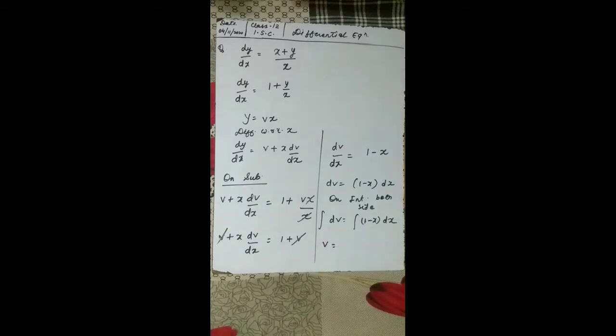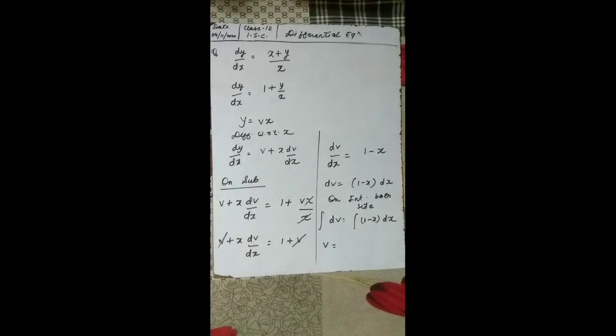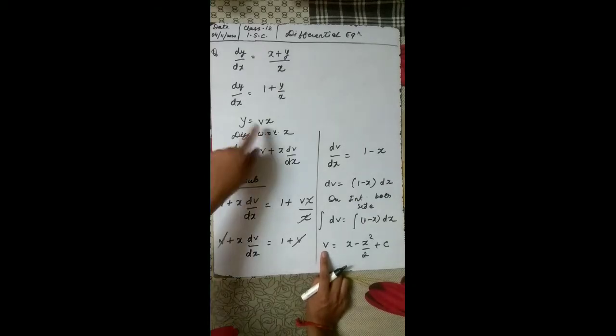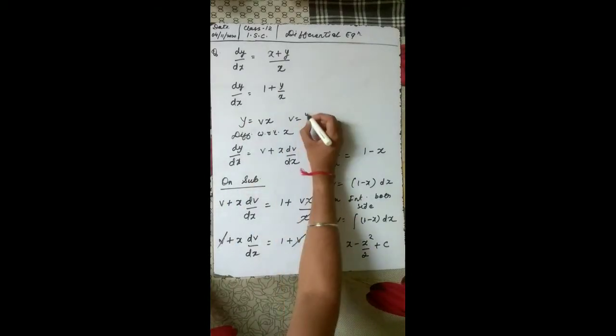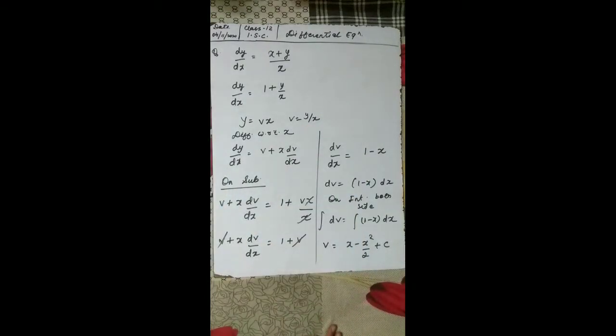It will be v only, because integration of 1 is 1, it will be v. If you are integrating with respect to v, the integration is x minus x square upon 2 plus c. Now again, in place of v we can put y upon x, because our question is in terms of x and y, so we need to just replace v with y upon x. So y upon x is equal to x minus x square upon 2 plus c.